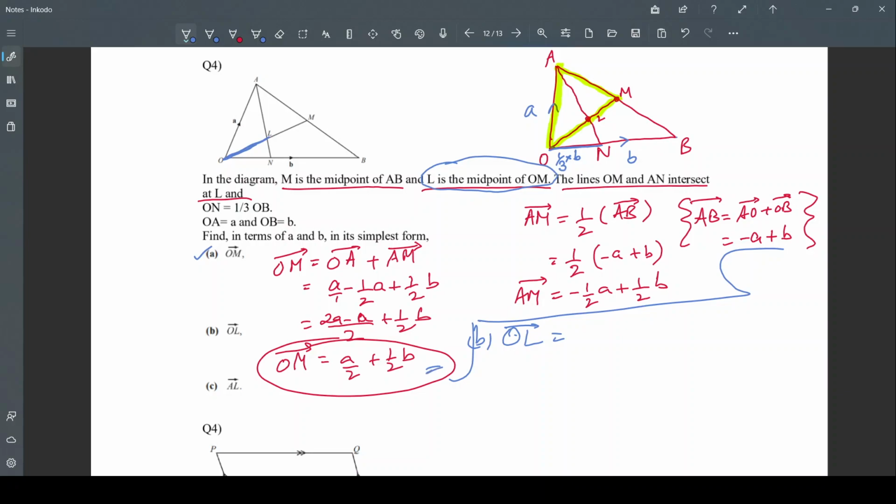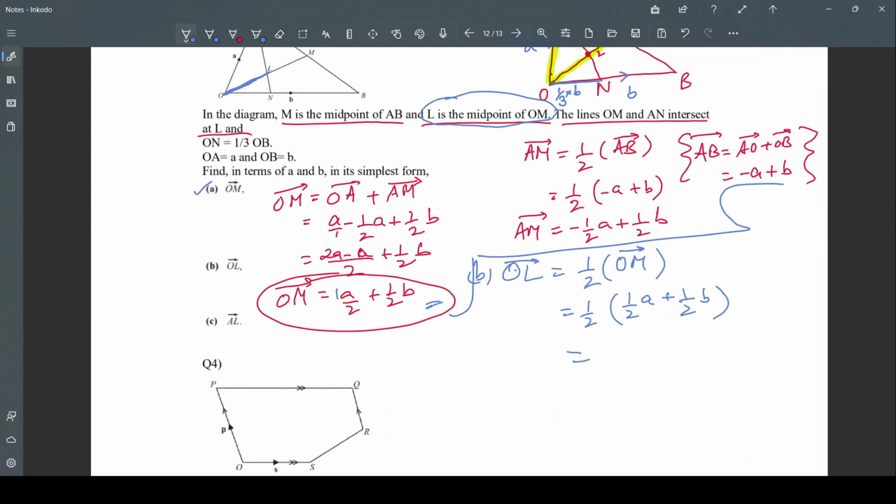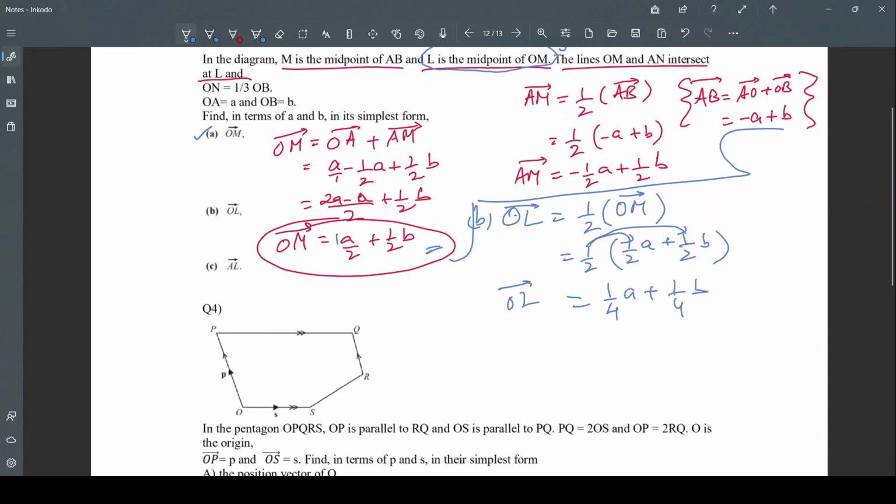So OM we have already calculated. OL will be half of OM because L is the midpoint. Half of OM we can write as 1 by 2 a plus 1 by 2 b, inside the bracket, with a by 2 and 1 by 2 a both being the same. If I multiply this by 1 by 2, it gives me 1 by 4 a plus, expanding the bracket, 1 by 2 times 1 by 2 a is 1 by 4 a, plus 1 by 2 times 1 by 2 b is 1 by 4 b. So the OL vector will be equal to 1 by 4 a plus 1 by 4 b. This is the answer.